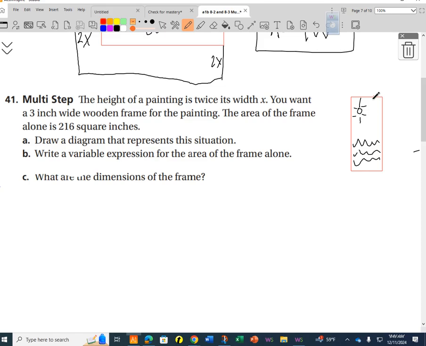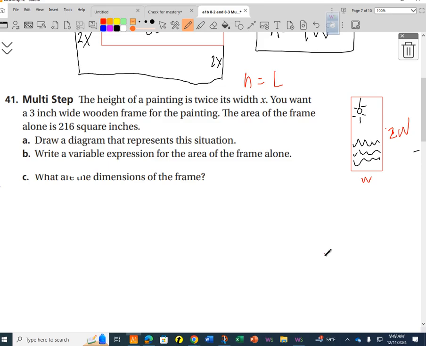I don't know the width of this painting, but I know the height. This is the height, this is the width. So we don't know what the width is. We're going to use W for our width. And if we know that the height is 2 times the width, we're just going to write that as 2W. Make sense? Any questions? That makes sense, Keyshawn?